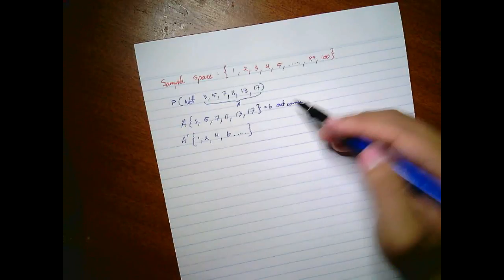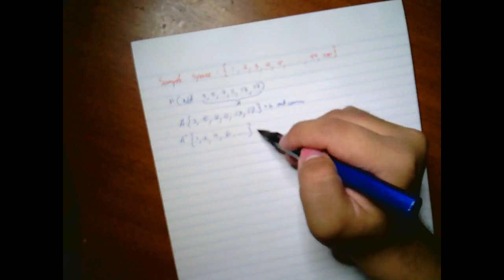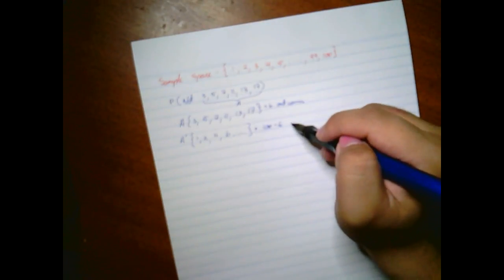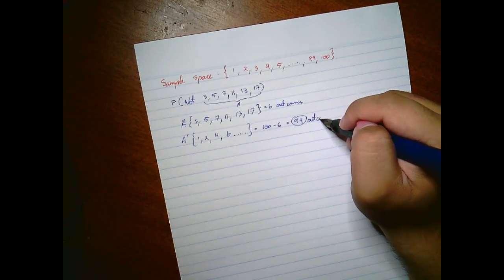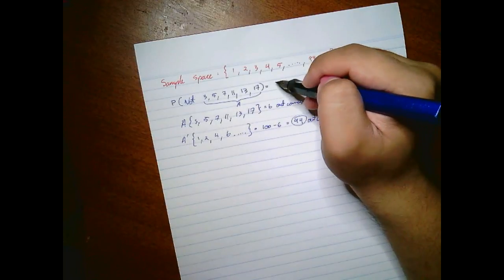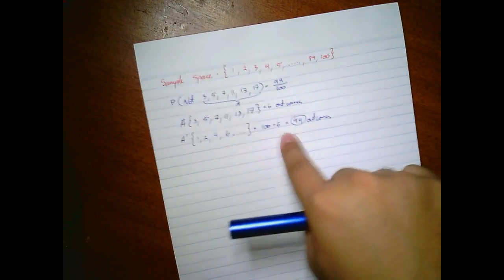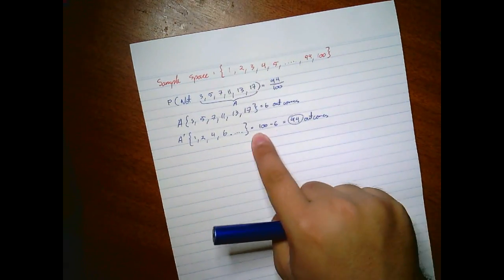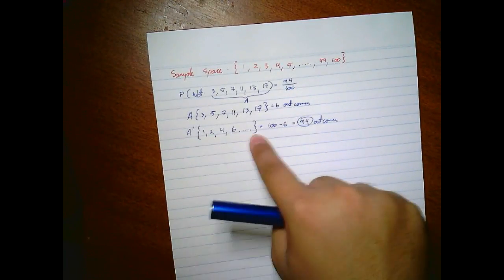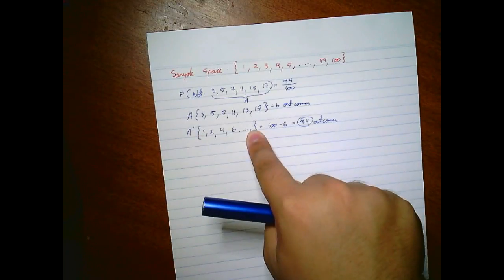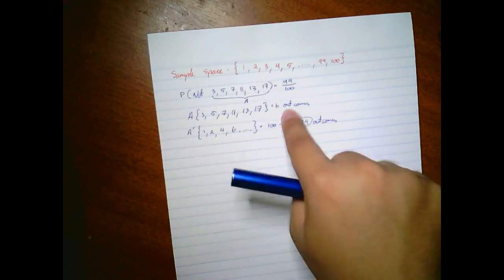If you do 100, which is all of it, minus 6, that is 94. There will be 94 outcomes left, so this gives us 94 out of 100. That's the reason why we do this: it makes the calculation much easier. I wasn't about to list everything else here. We just do the total minus the A event.